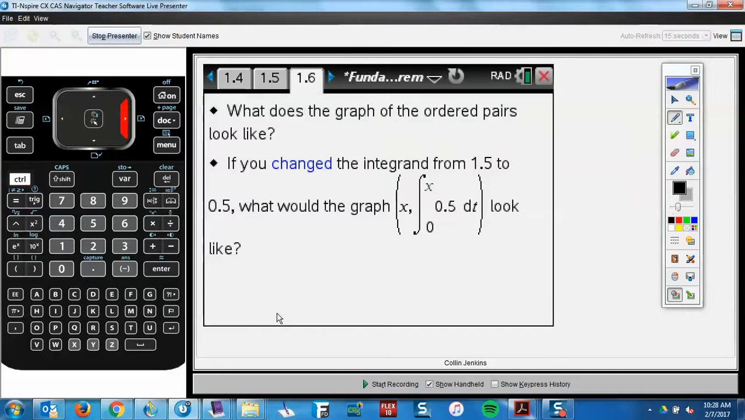Okay, now we're going to take a function that, it says what if you changed it from 1.5 to 0.5? The area is proportional. Yeah, so the area, if we plotted the points, would be what?